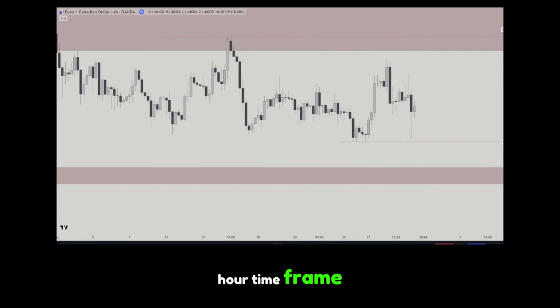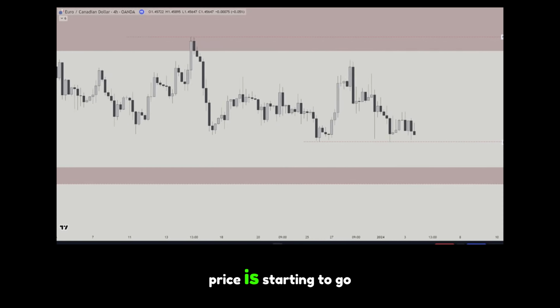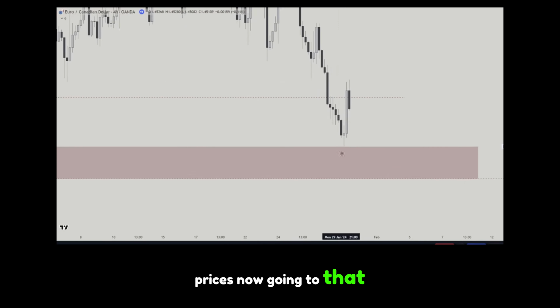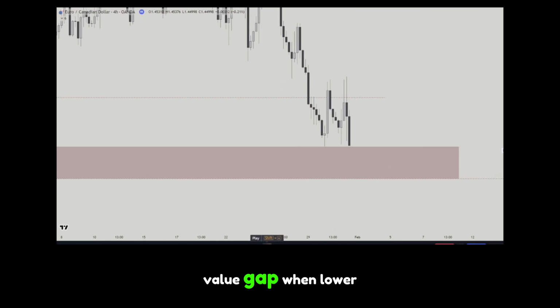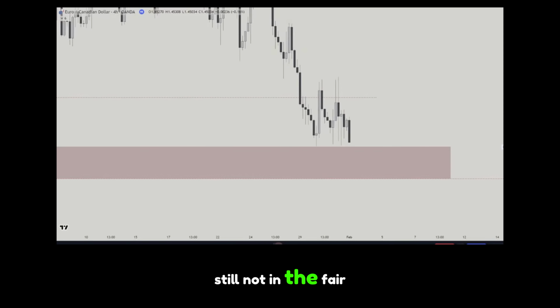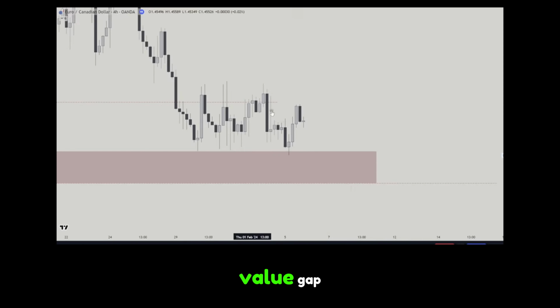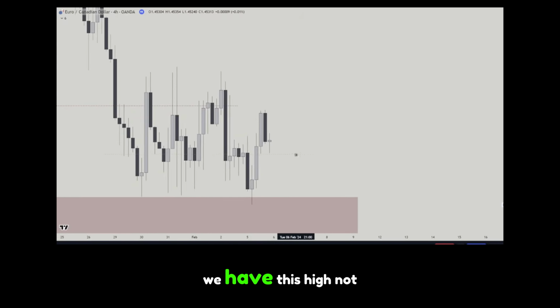Back to 4 hour time frame. And we can see that price is starting to go lower. And there you go. So price is now going to that level, still not in the fair value gap. Went lower, still not in the fair value gap. Right. Now it's into the fair value gap. And we can see that we have this high, not taken, low, and all of this is inside of one range. So we took this low. My consensus shift, the main one is here. There is this internal one, which is this one. But I'm not going to take this one.